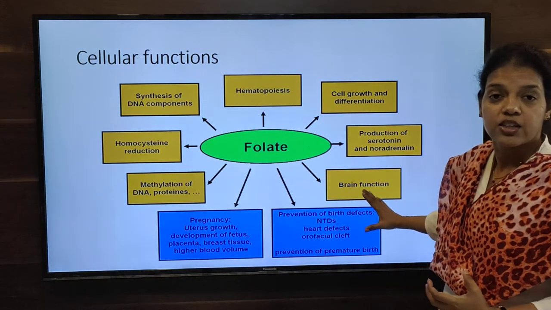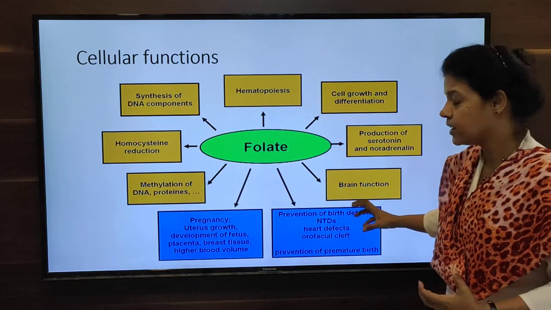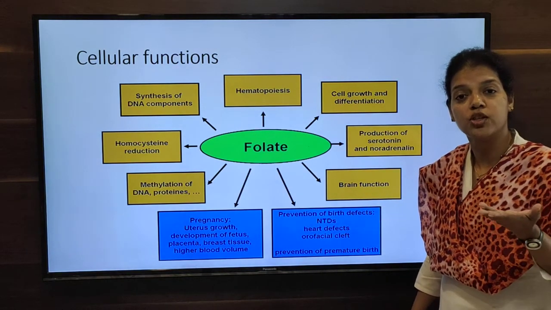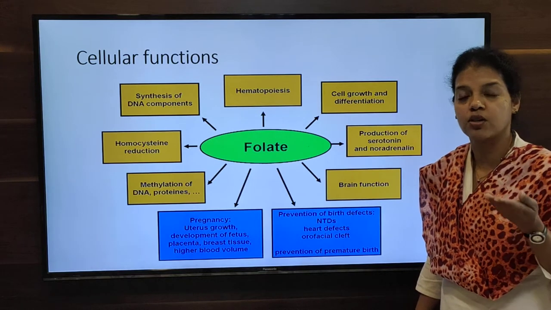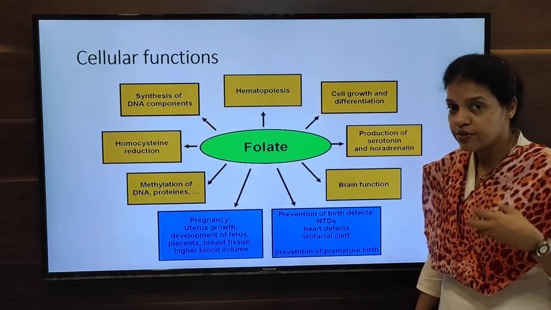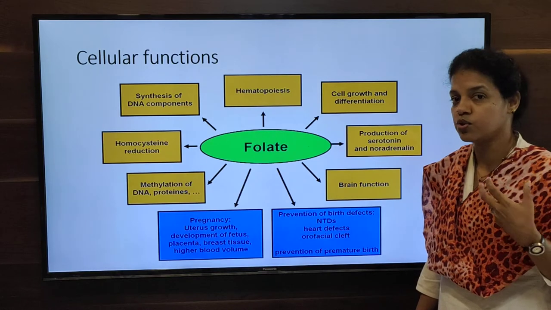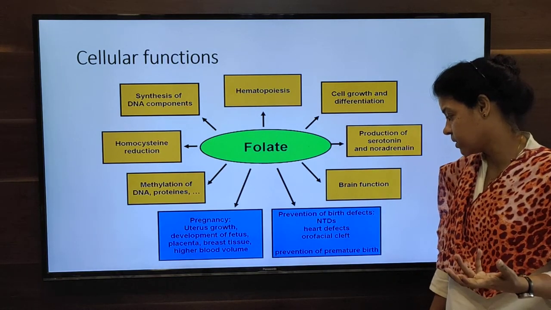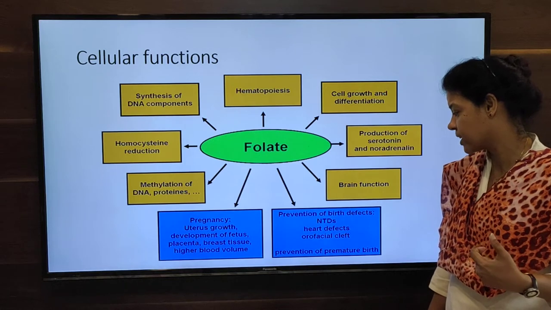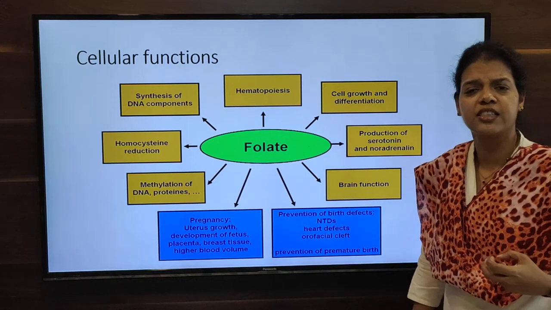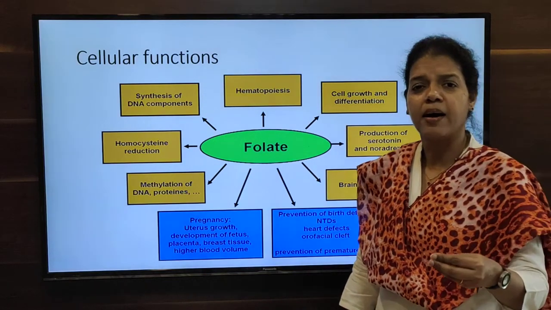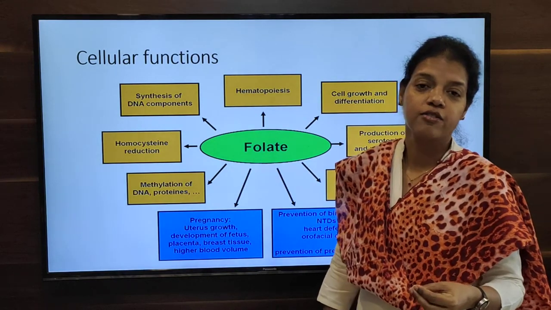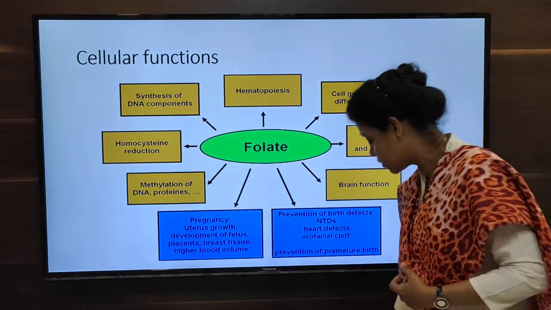When we look at children, the development of the neural tube is dependent on this nutrient folate. So deficiency of folate leads to neural tube defects and other birth defects, that is heart defects, orofacial cleft, and all these birth defects can be prevented by proper intake of this particular micronutrient, which is folate.